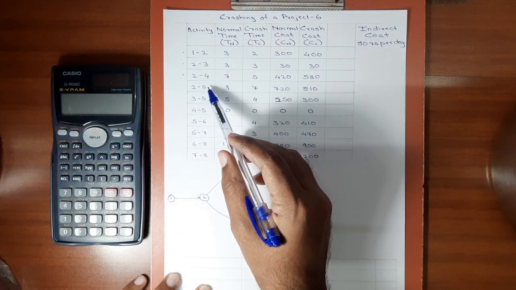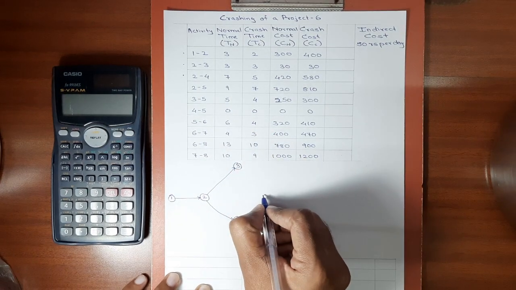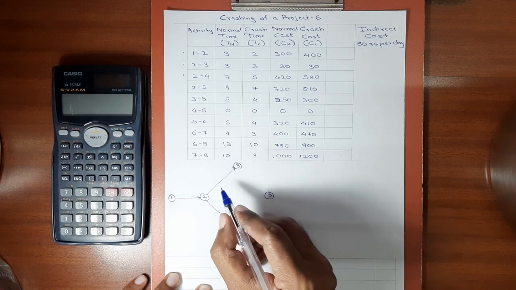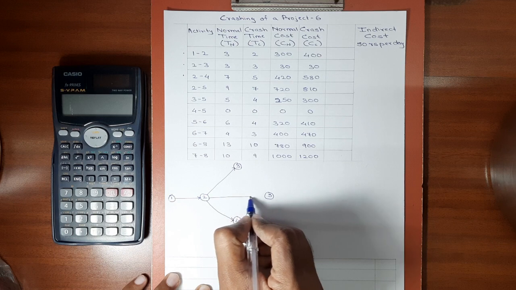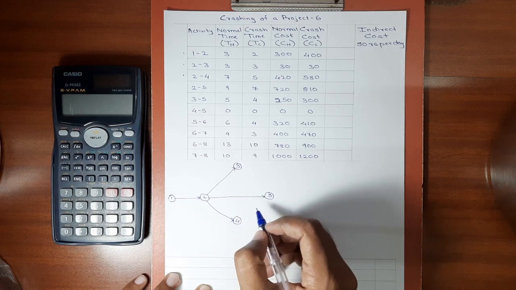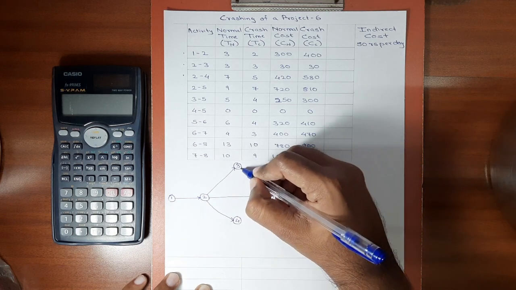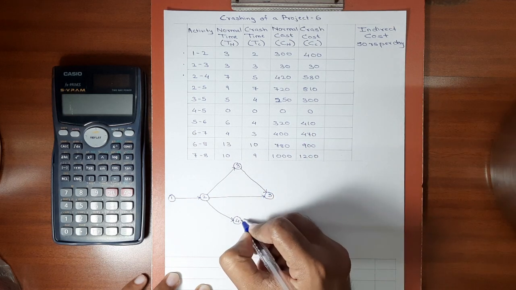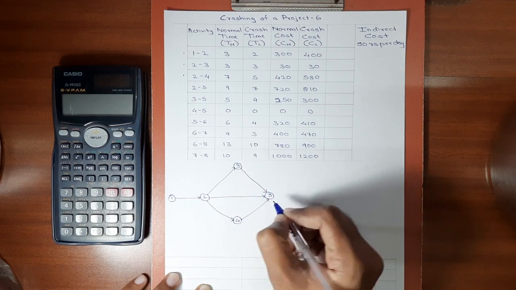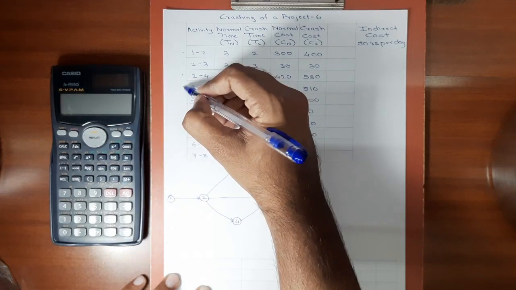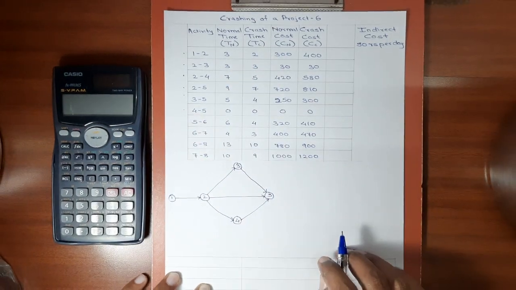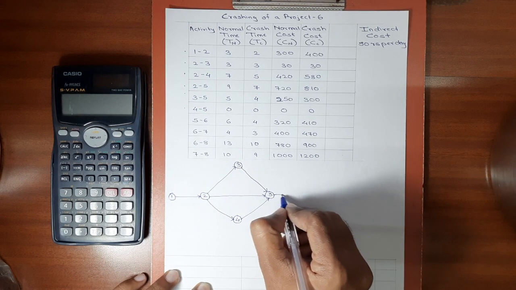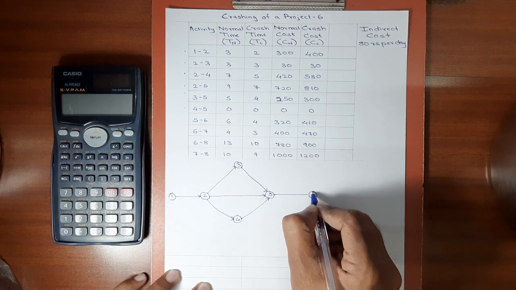3 arrows will be attached to node 5th, so we'll keep it in the middle over here. 5th node. 2, 5 straight. Then we have 3, 5. Then 4, 5. 2, 5, 3, 5, 4, 5 is done. Next is 5, 6. 5, 6.